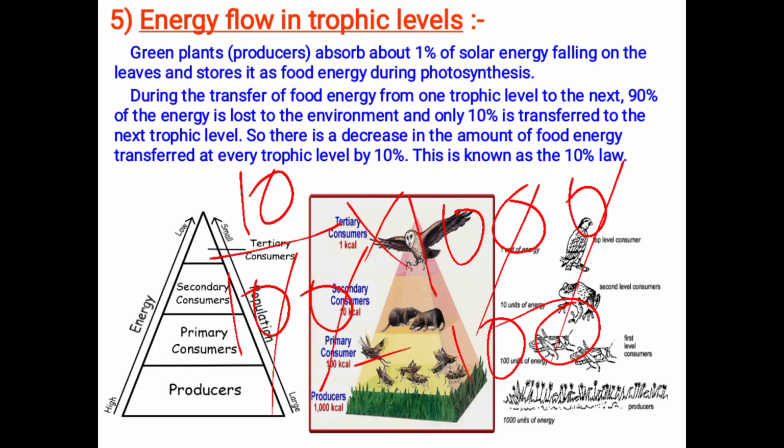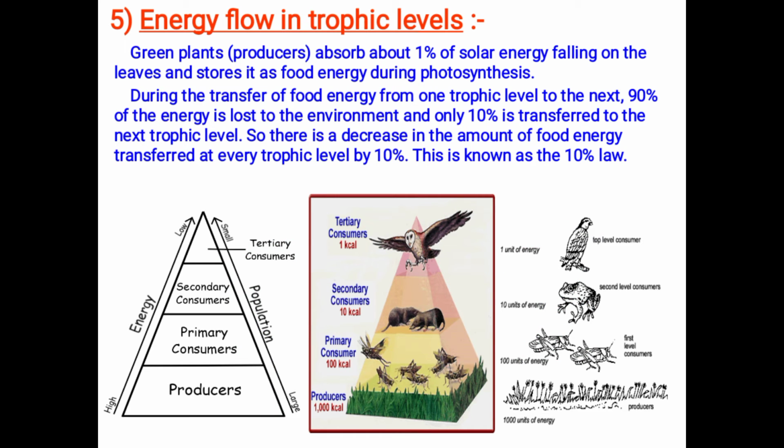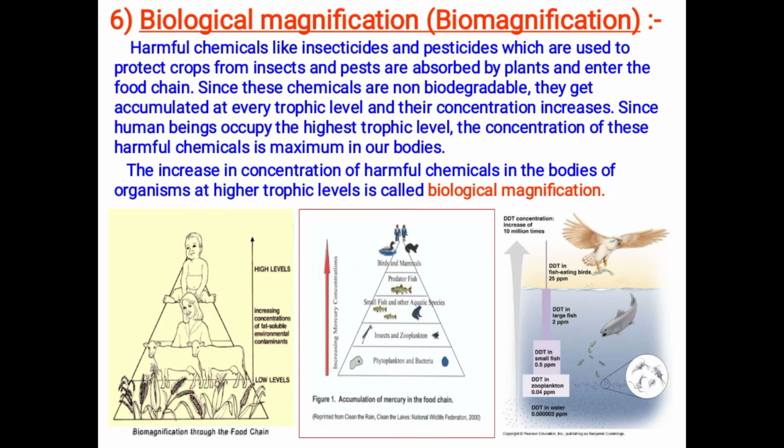So like this, from each trophic level, from each stage, 90% of the energy will be lost, only 10% of the energy will be shifted from one trophic level to another trophic level. So this is known as the 10% law. Very, very important. Next, we have the concept of biological magnification.